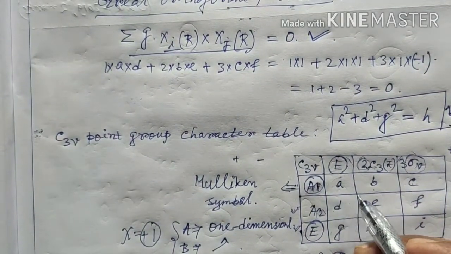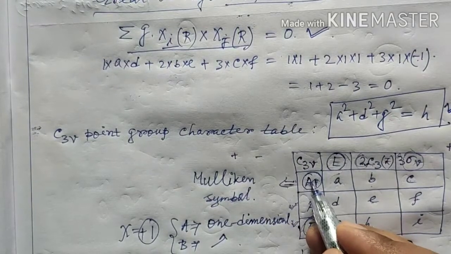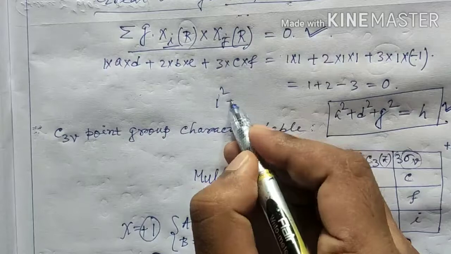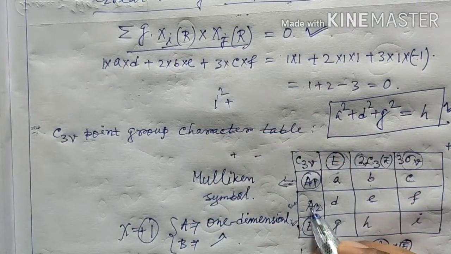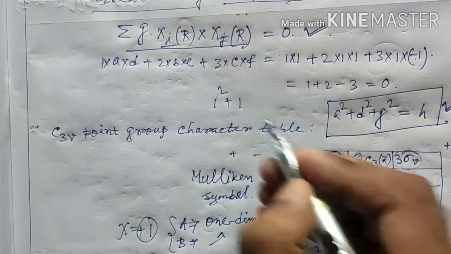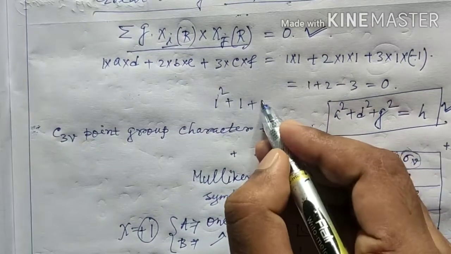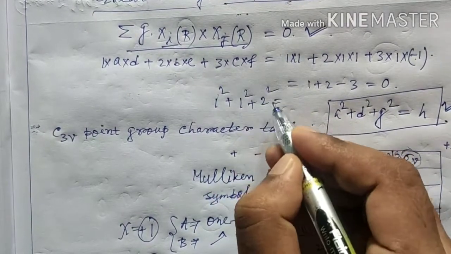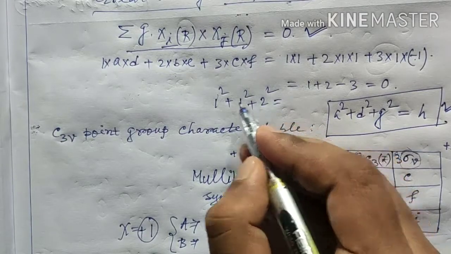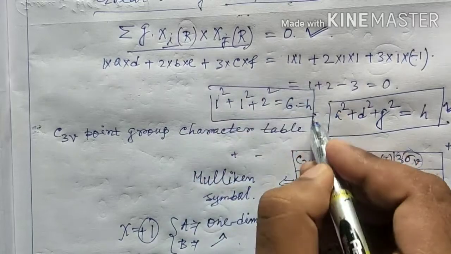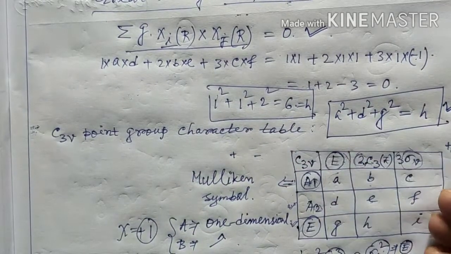You can apply this here. Since the Mulliken symbol is A1, a is equal to 1 square; it is also A, so d will also be 1, and since it is a two-dimensional matrix, g will be 2, so it is 2 square. If you sum up all these values, that is 4 plus 2, that is 6, that is the order of that point group. That is, this rule is also applicable.